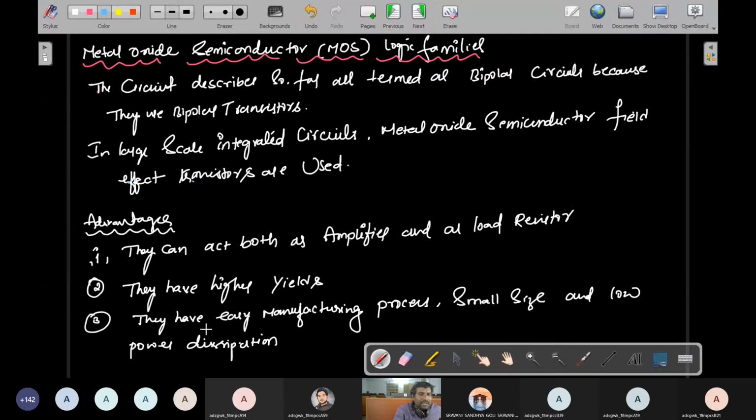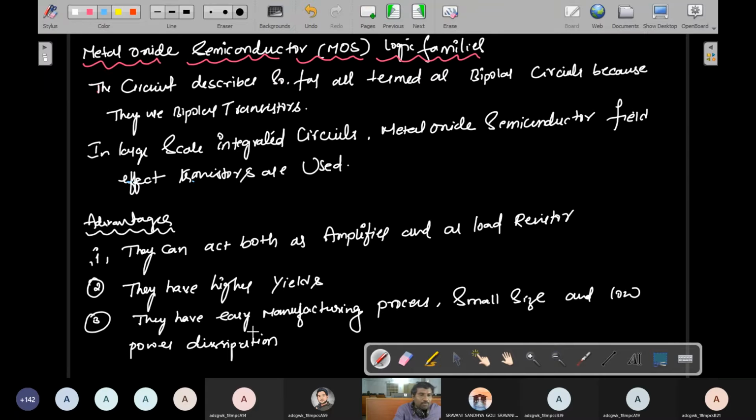Okay, and they have an easy manufacturing process because the construction of MOSFETs is very easy, because we have only one p-type substrate and two diffusions of n-type material. So it is very easy to construct, and they are small in size. Their construction is very small in size, but it gives very high yields actually.